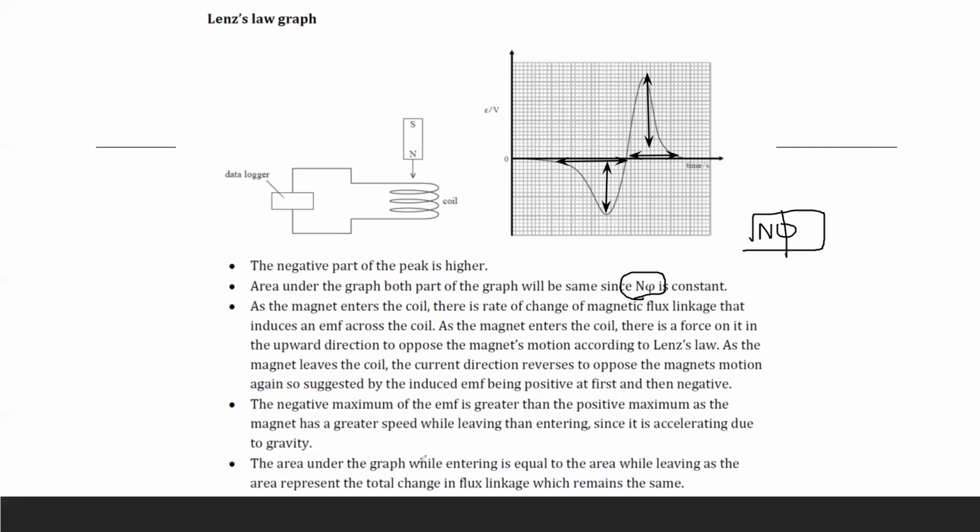And the area of the graph while entering is equal to the area while leaving, which represents the magnetic flux linkage, and which is constant. So magnetic flux linkage is the area under this graph. Is it clear?